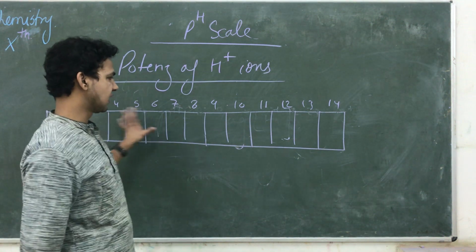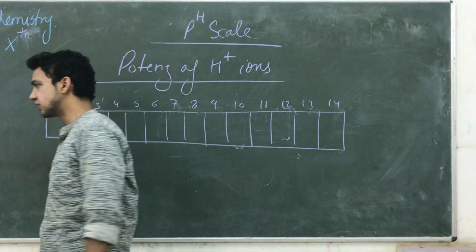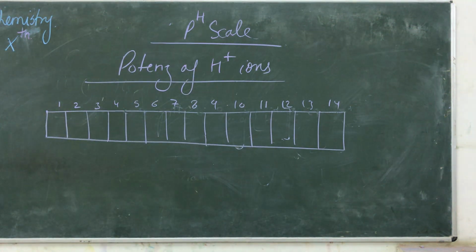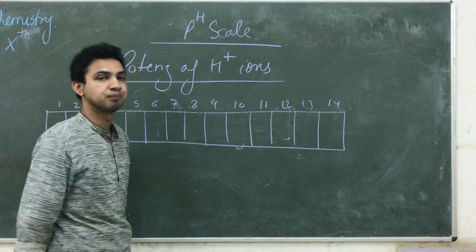In this pH scale, we have different strips. With the help of this pH scale, we are identifying which one is most acidic, which one is less acidic, which one is more basic and which one is less basic in nature. So that is the pH scale.